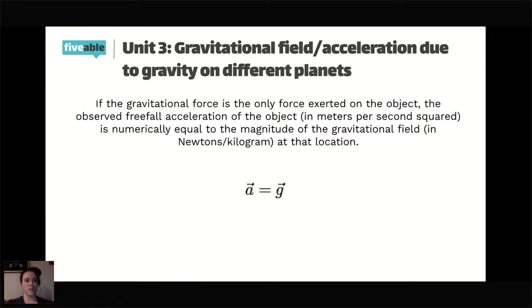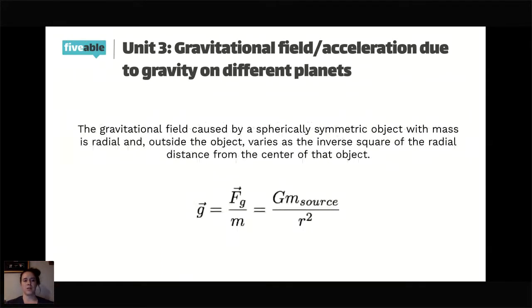And if the gravitational force is the only force on the object, again, the free fall acceleration is going to be equal to the magnitude of the field. So you can calculate what g is on all the different planets by dividing the force by the mass. The gravitational field is G m source, so that's the planet, over r squared from where you're measuring it. So at the surface of the Earth, where r is the radius of the Earth, you get 9.8 meters per second squared. And all of these equations are on your equation sheet, so don't worry, you'll be fine.